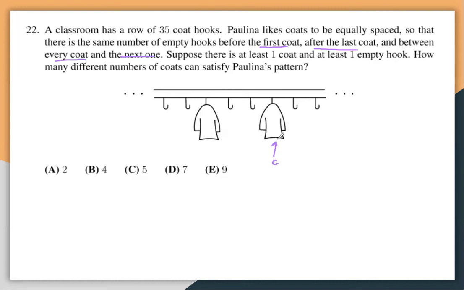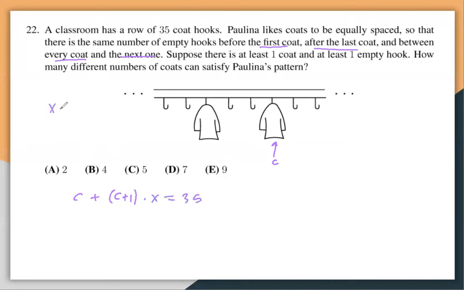Every time you have 1 coat, you have 1 more region, to the left and to the right. If you have 5 coats, then you have 6 different regions around them. So C is the number of coats, and then C plus 1 will be the number of gaps in between. I will say the number of gaps is X. When I add this, I should get 35.